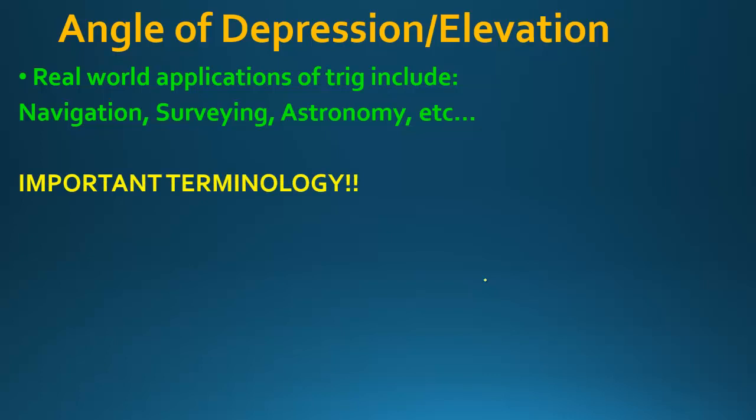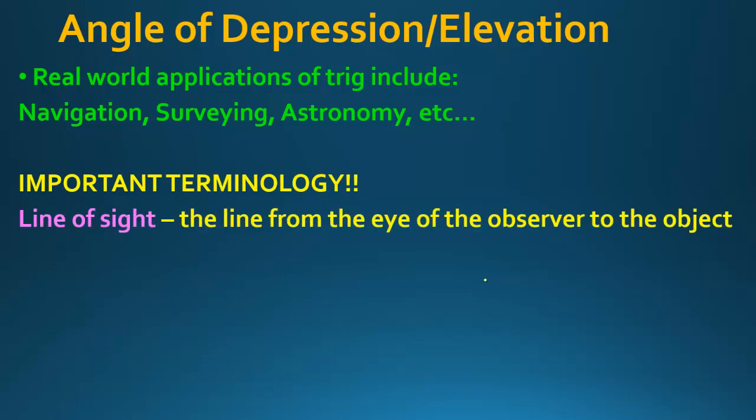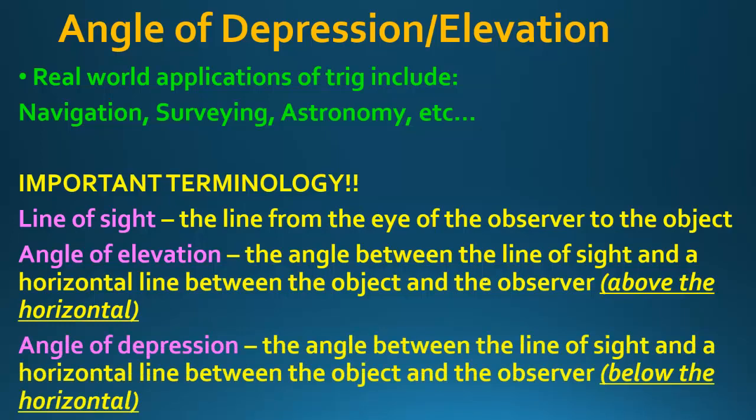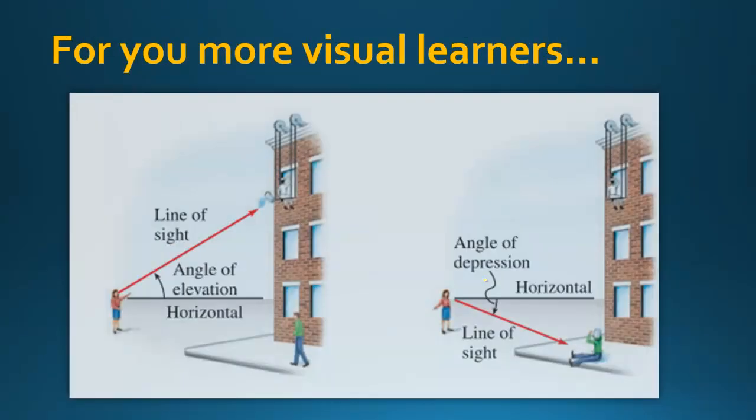Some important terminology for you to use because they're going to come up in the problem. So when they're talking about line of sight, they're talking about the line from the eye of the observer to the object. Okay, when they're talking about angle of elevation, they're talking about the angle between the line of sight and a horizontal line between the object and the observer. And this would be above the horizontal line. Angle of depression, that's the angle between the line of sight and a horizontal line between the object and the observer, below the horizontal line. Now, if that's confusing, I have pictures.